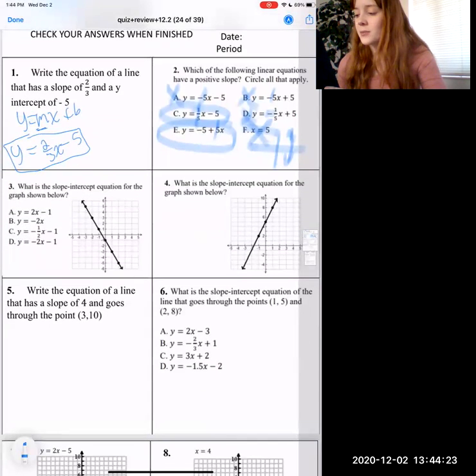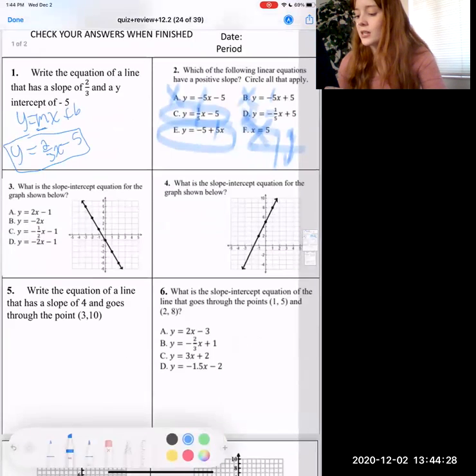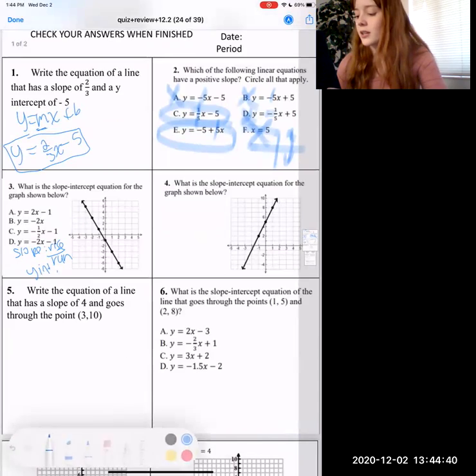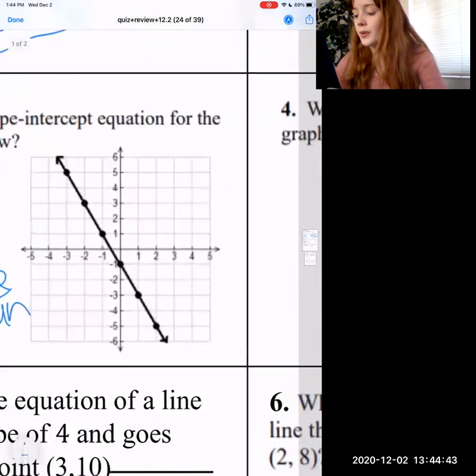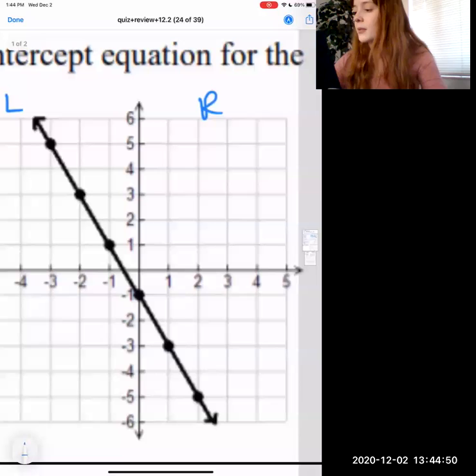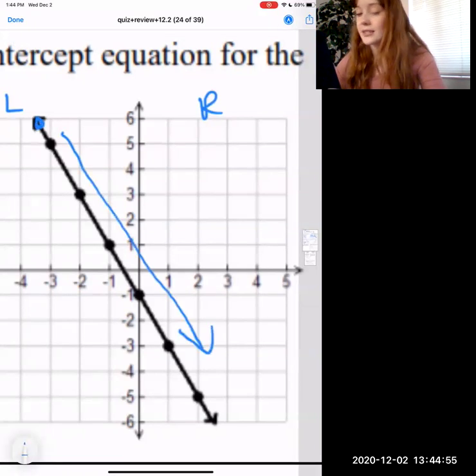What is the slope-intercept equation for the graph shown below? To write the slope-intercept equation, we need to know the slope, so our rise over our run, and our y-intercept, and then we'll figure it out from there. Looks like they told us most of the information, but let's double check. The slope we find, I'm going to zoom in, by first deciding if it's positive or negative. From left to right, my leftmost point to get to my rightmost point is going downhill. If I hopped on a bike, I would be going downhill.